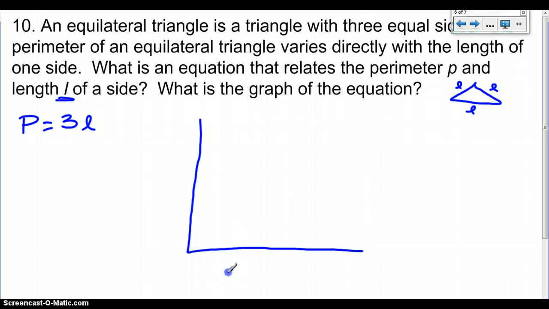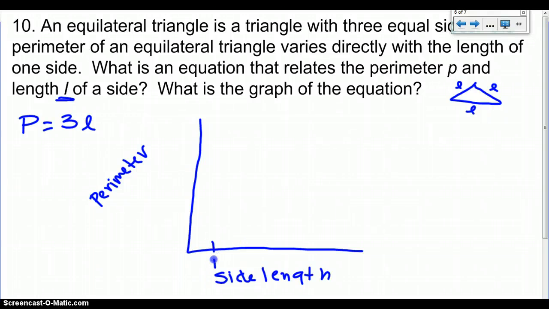So let's label it. So this axis will be side length, and this axis will be perimeter. So when our side length is 1, let's do 1, 2, 3, and 4. I think that would be good. Let's just start making some tick marks up the side. I'm not sure how many we'll need, but we'll figure it out.